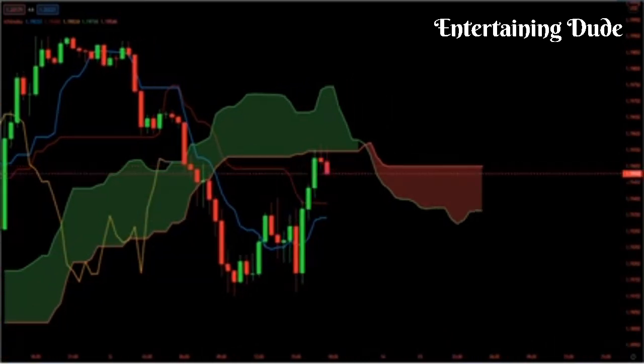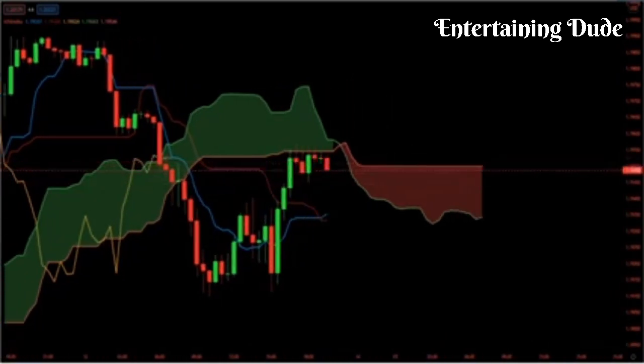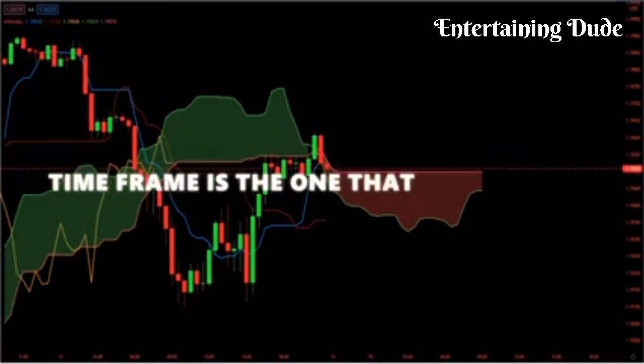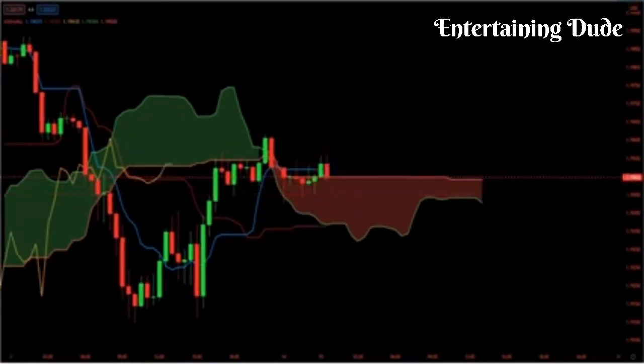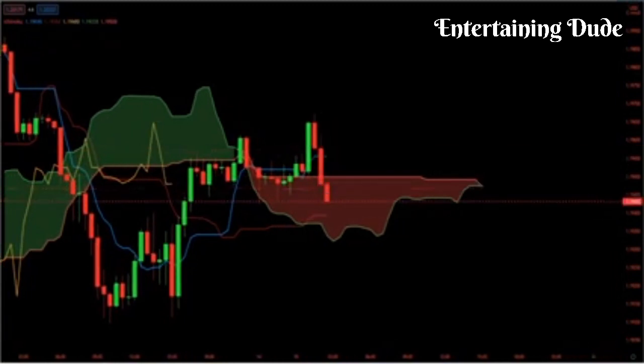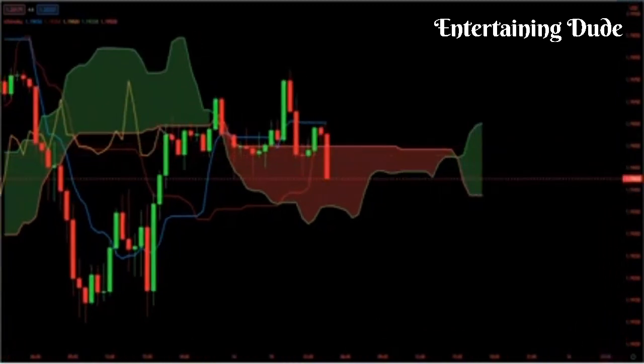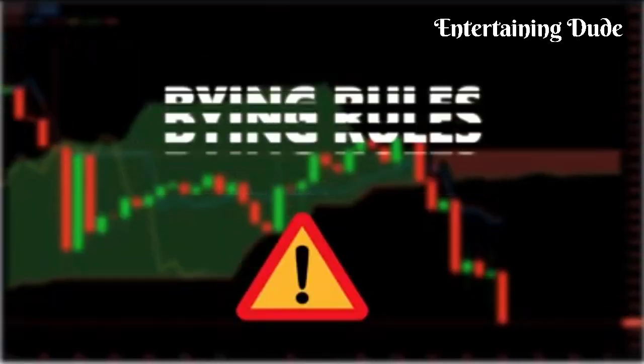Here is how to identify the right swing to boost your profit. The best time frame for the Ichimoku cloud is the one that fits you best, as we don't have a preferred time frame. So here we go, Ichimoku cloud trading, step by step.